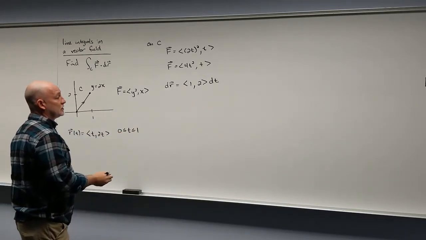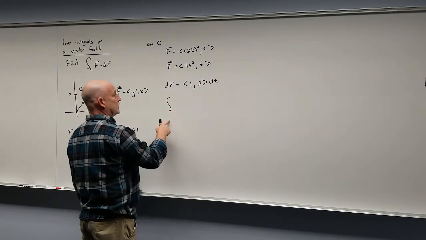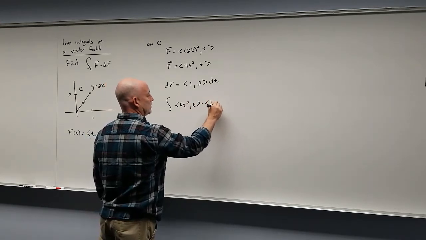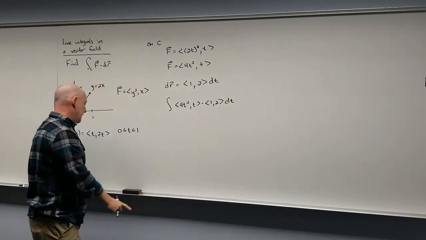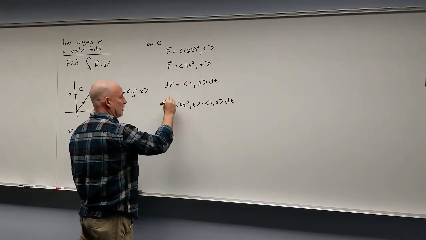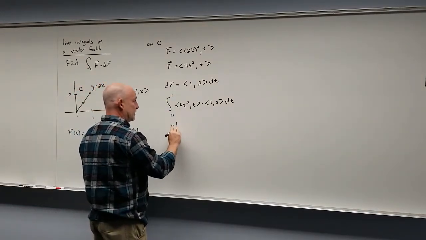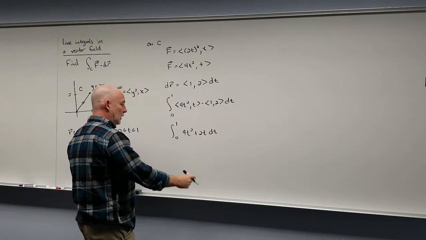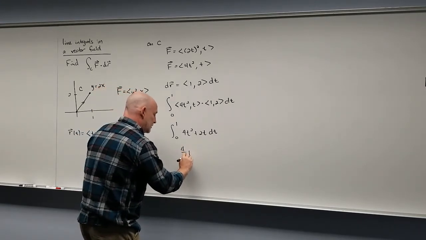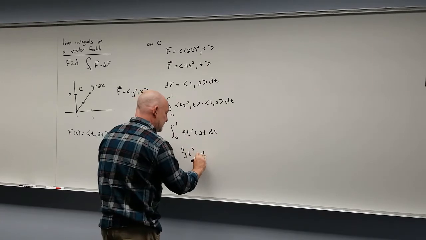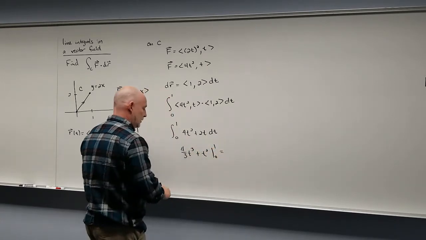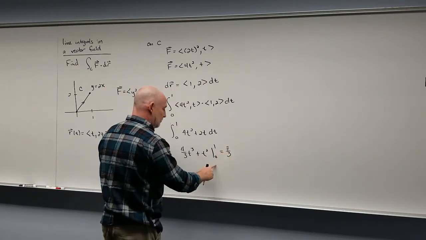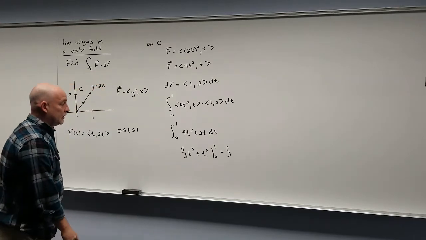Okay, so let's put the two pieces together. We're going to integrate across our curve C of F, ⟨4t², t⟩, dotted with ⟨1, 2⟩ dt. We're integrating with respect to t, and on this curve, t goes from 0 to 1. So the integral from 0 to 1 of 4t² + 2t dt is 4/3 t³ + t² evaluated from 0 to 1. The top endpoint gives me 4/3 + 1, which is 7/3, minus 0. Okay, so we got 7/3.